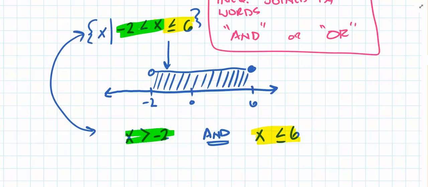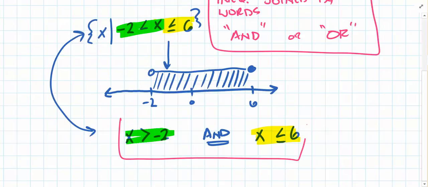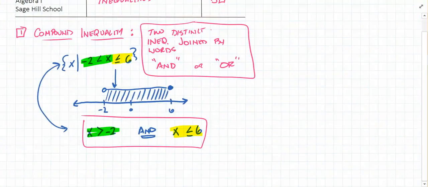When we write it as one compound inequality in set notation, like we did up top there, we write it as if the x variable is between -2 and 6. So we want any number between -2 and 6. But really what we've done is combine these two distinct inequalities. That's the definition, right? Two distinct inequalities joined by the word and or the word or. So that's an and example, okay? Let me give you an or one, okay?